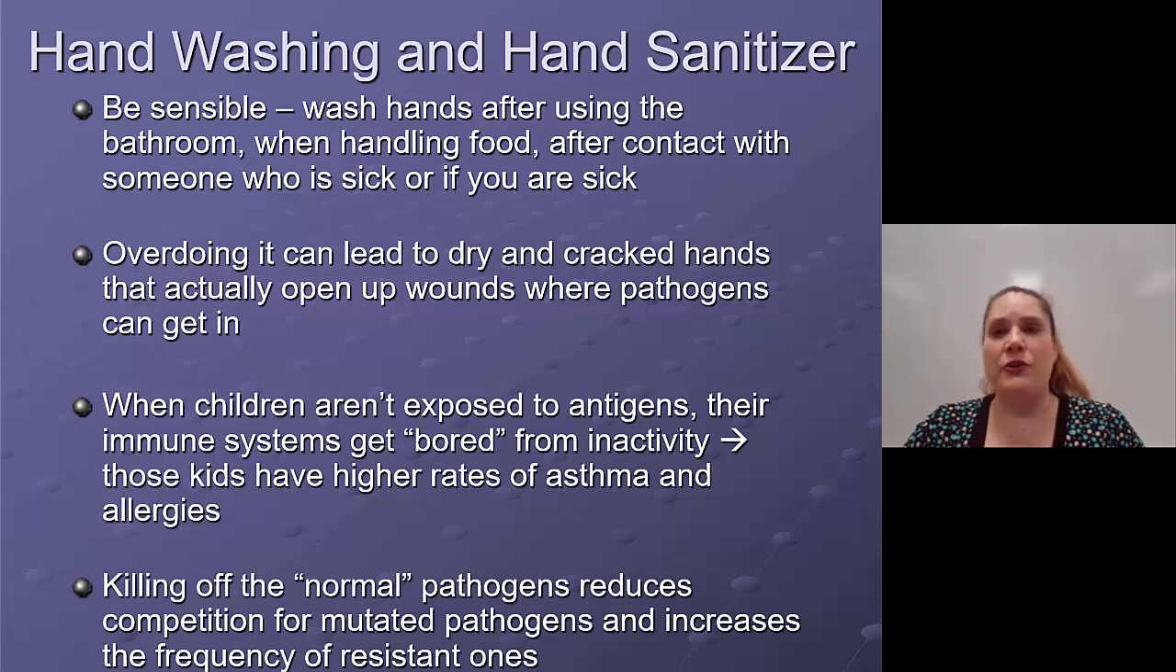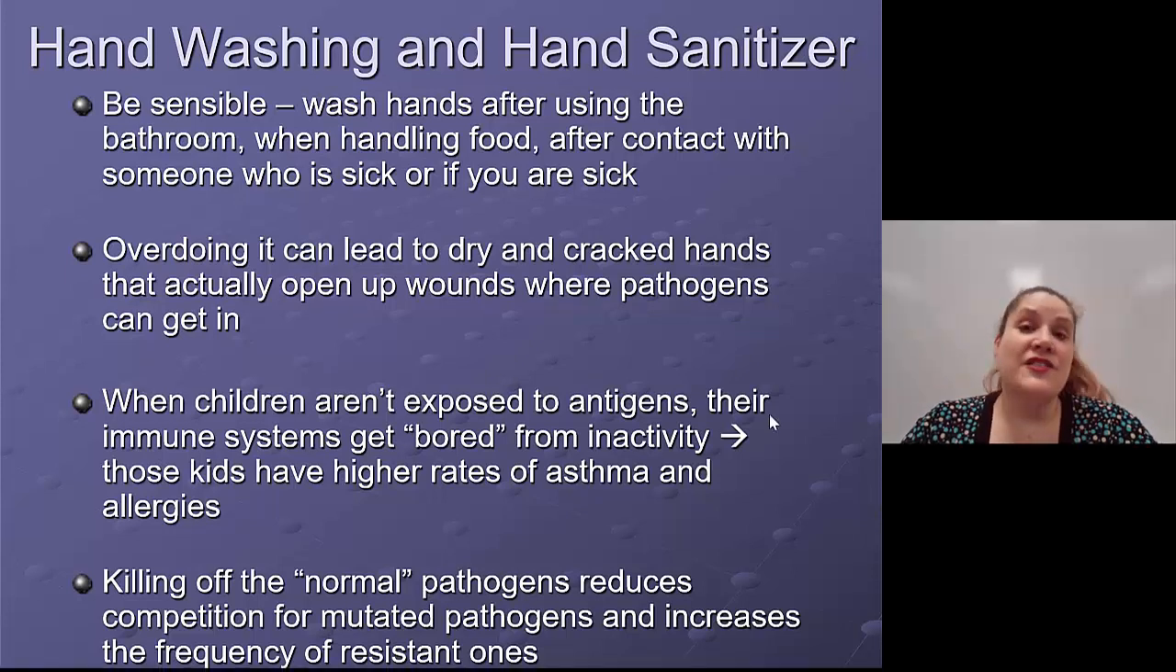And then, of course, when we kill off the normal pathogens, we reduce the competition for the mutated pathogens. We increase the frequency of the resistant ones. We know that conjugation can happen, and we know that then we can end up with all of these other really terrible pathogens that we don't want to deal with. So there you go, your immune system in a really long lecture.